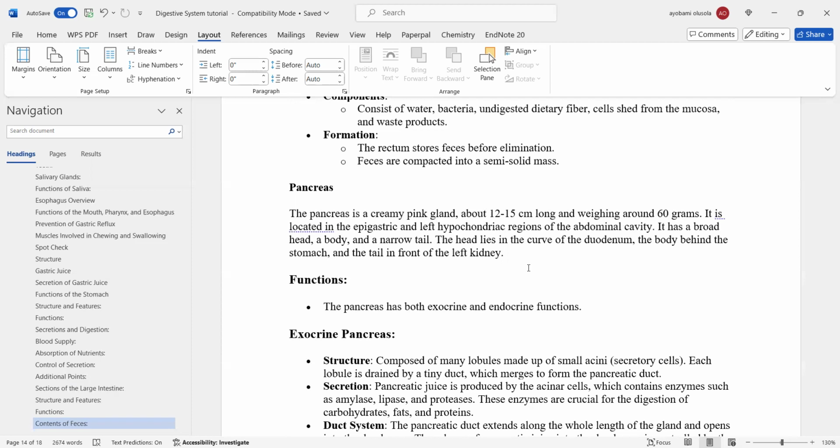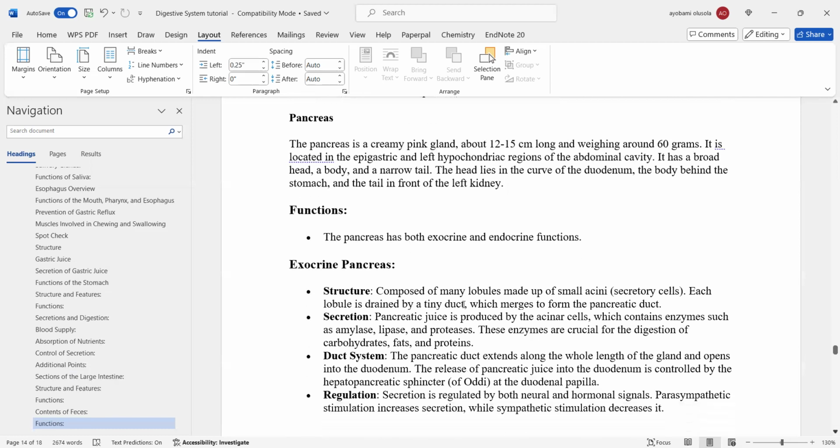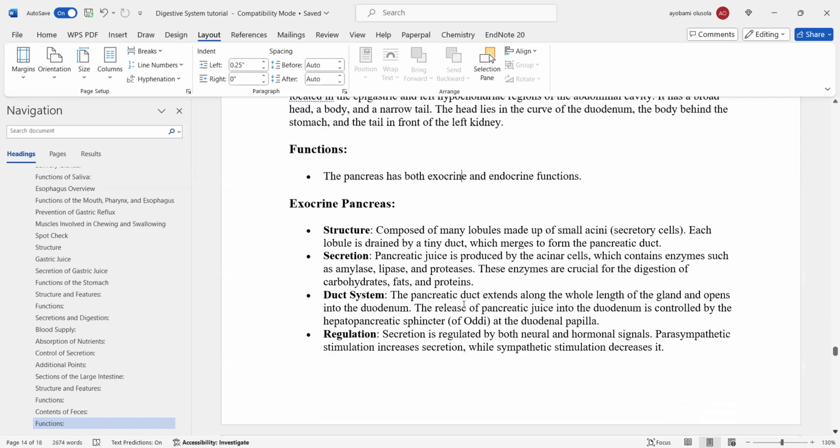The head of the pancreas lies in the curve of the duodenum, the first part of the small intestine, and the body is behind the stomach, and the tail is in front of the left kidney. So this pancreas has both exocrine and endocrine functions. So let's talk about the exocrine pancreas. When we say something is exocrine, it means that it secretes, but not directly into the bloodstream. It secretes into a duct.